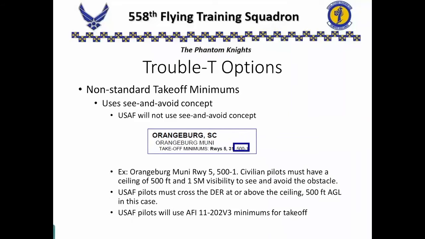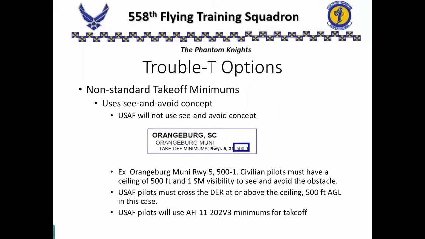All right, so let's take a look at some of these options. Let's start with that non-standard takeoff minimum. If we take a look at our example here in Orangeburg, South Carolina, it says takeoff minimums, runway 5, 3, 1, I need the weather of 500-foot ceiling and 1 mile visibility in order to take off. This is the see and avoid concept. This is written for civilian pilots.